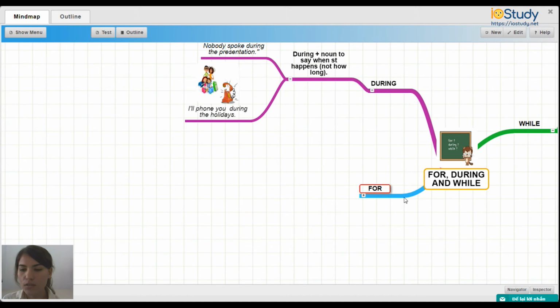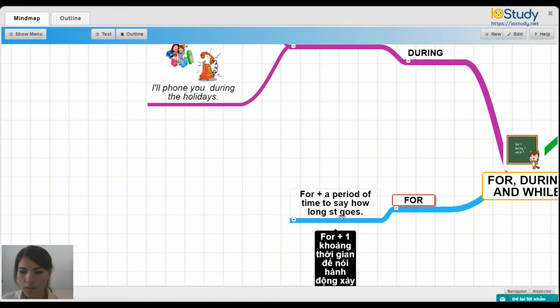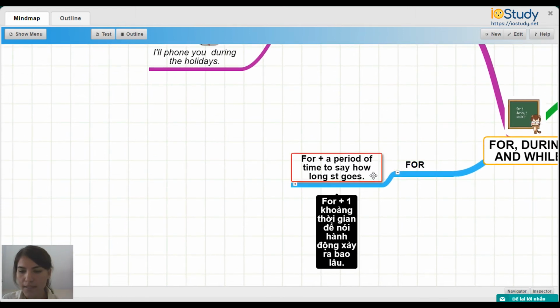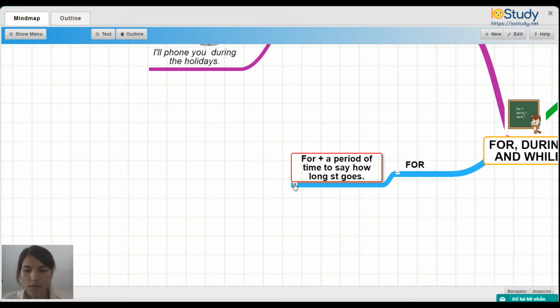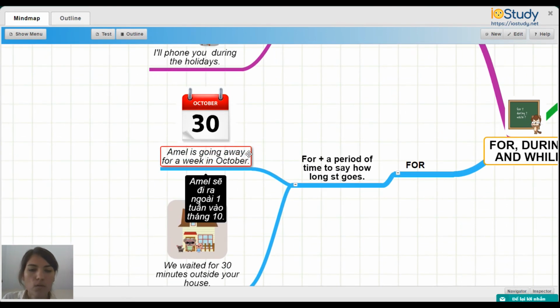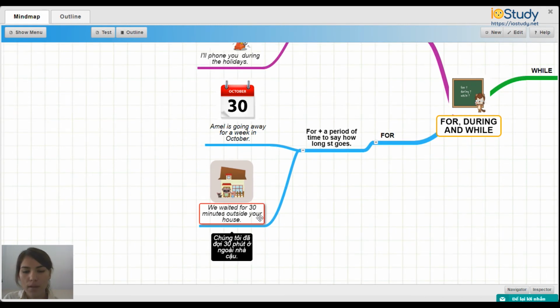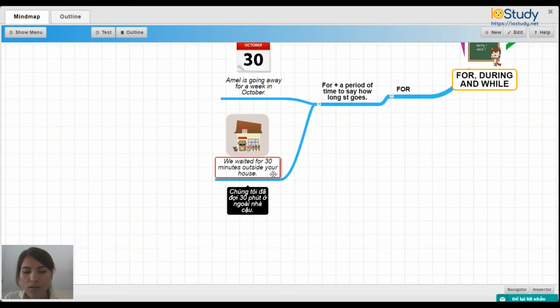There we go. Let's move on to for, the use of for. We use for plus a period of time to say how long something goes. For example, Emil is going away for a week in October. And we waited for 30 minutes outside of your house. So for plus a period of time to say how long something goes.